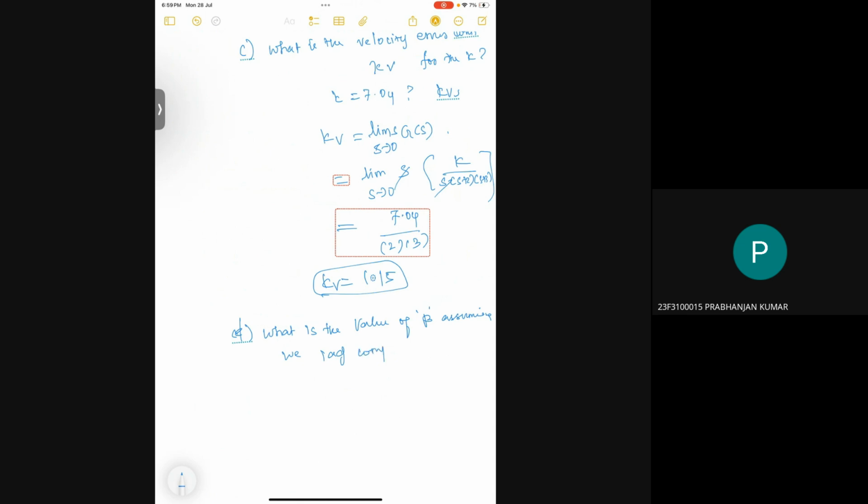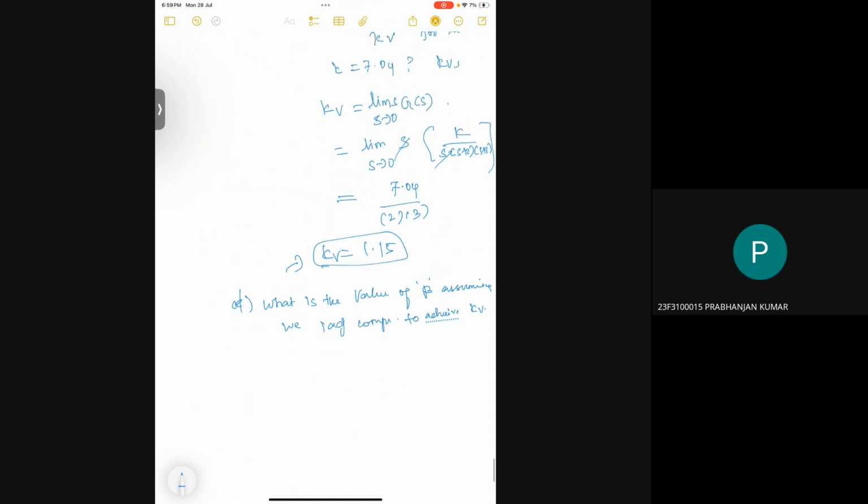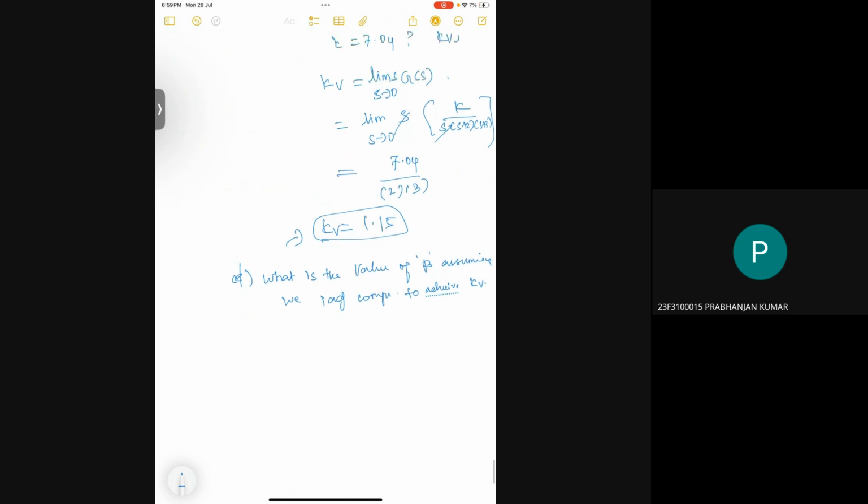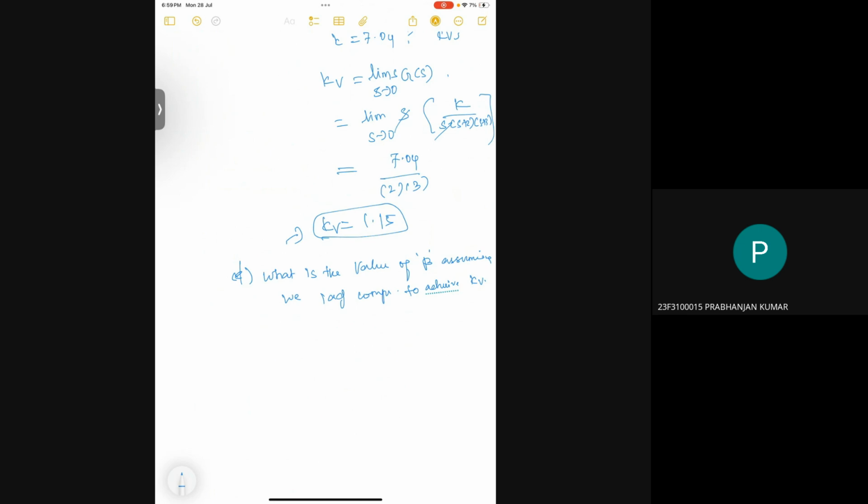So the question says assume that we are designing a lag compensator, so what is the value of beta to achieve Kv? So Kv you found here, right? With the K we found Kv. Now using this Kv value, we are going to find the beta value. Here one thing you have to note is that this is a consecutive type of question. If you make any small mistake in the calculation in the previous steps, the entire steps will be gone. Entire marks will be gone. You cannot retrieve it. So you should be careful while calculating each and every step.